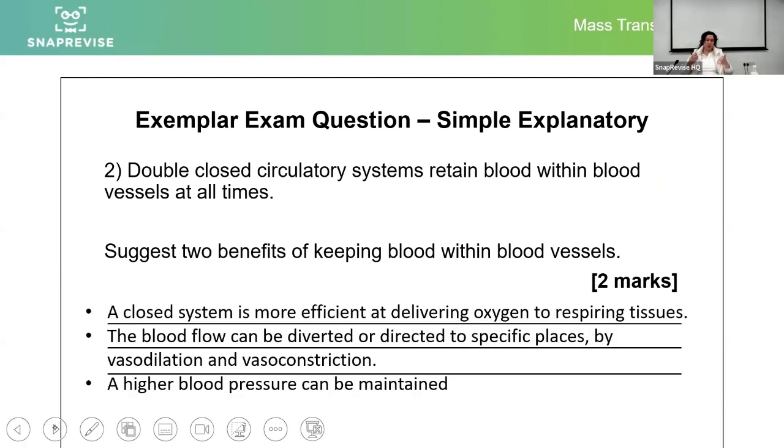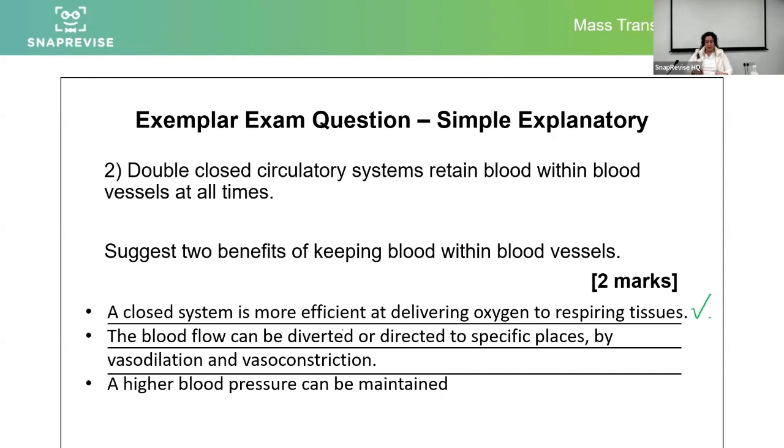So there are three possible marks here, as is quite often with a lot of mark schemes. There's more marks available that you could say, but here you will only get a maximum of 2 marks. So the first mark goes for simply stating that a closed system is more efficient at delivering oxygen to respiring tissues. I know that it seems really obvious, but we haven't been told that anywhere in the question. So you can get a mark for just stating that. And then we qualify it. Why is it more efficient?